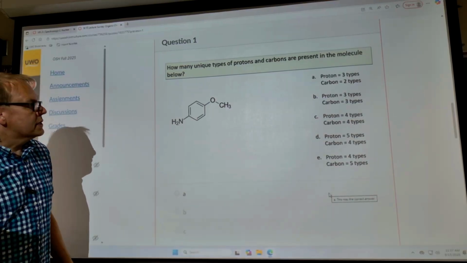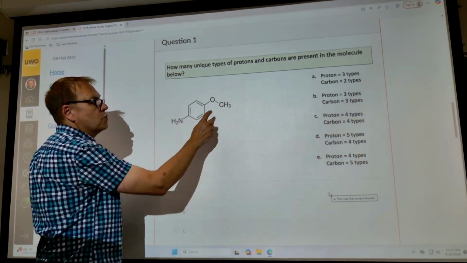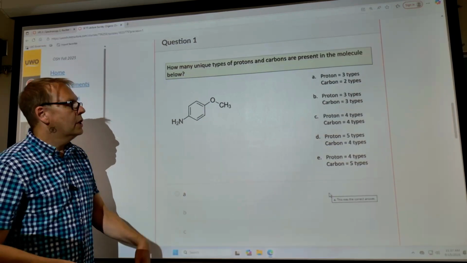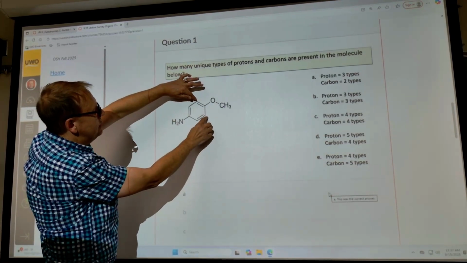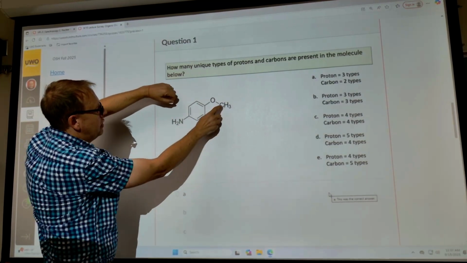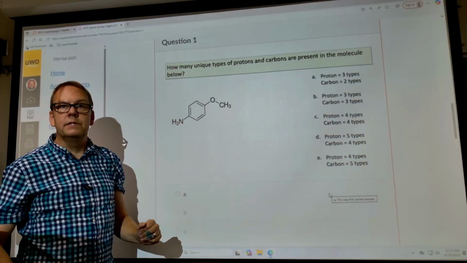So this molecule has got the methyl protons as one type. Remember, all the protons on any given methyl group are always the same by rotation. That's one type. The two H's here is another type. There's another type there, and then the NH2 type. So that's 1, 2, 3, 4 proton types.